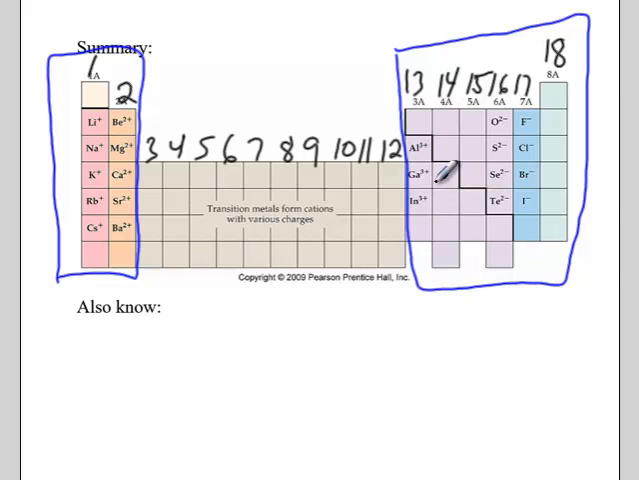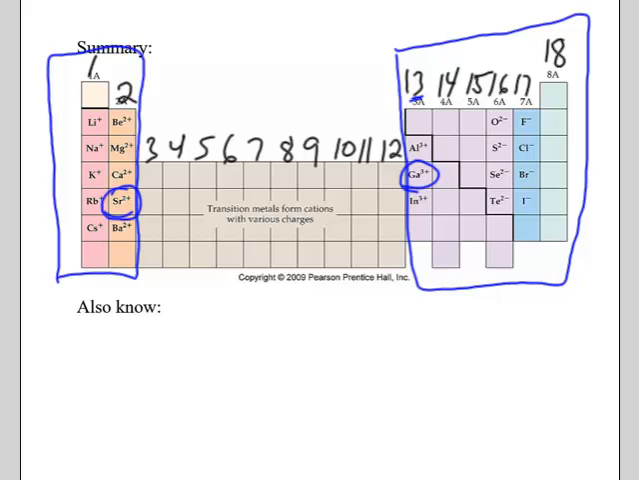So for example, gallium is found in group 13, just like aluminum was. Last digit of 13 is 3. That's why gallium makes a +3 cation. Strontium, main group metal, found in group number 2. Last digit of 2 is 2, so strontium forms a +2 cation.